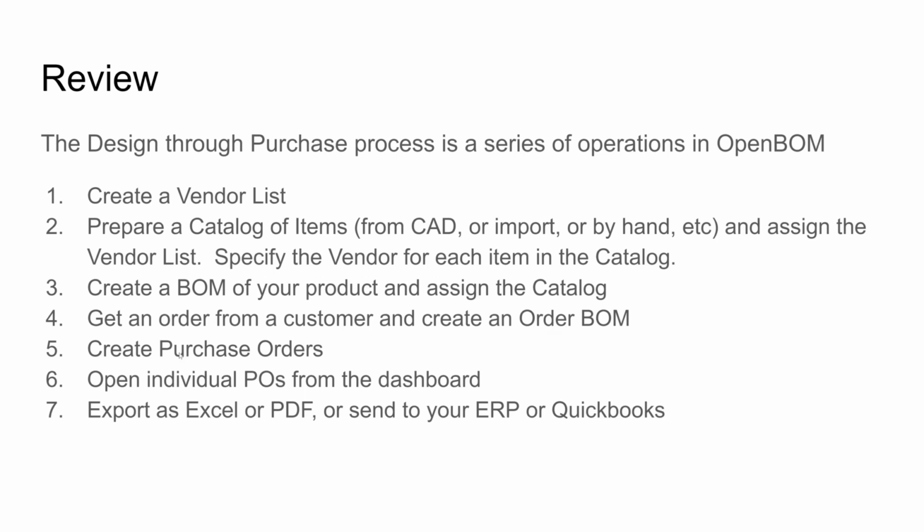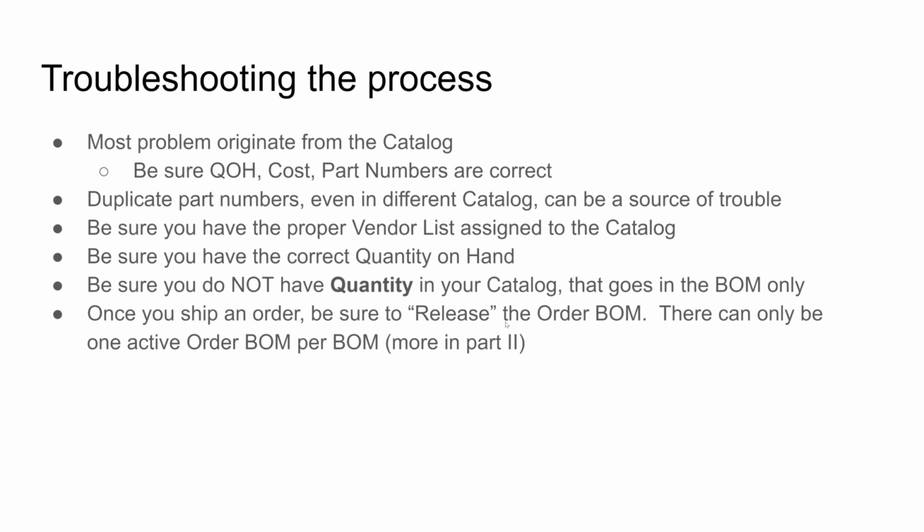We got that order BOM on the screen and reviewed the contents of it, clicked on the create purchase order button, and we got a list of purchase orders in our dashboard. We opened each one of those and decided what we wanted to do with it. We could send it to our ERP or QuickBooks, or we could PDF it out like we did in our example. So this is the process that you want to go through for getting down to POs.